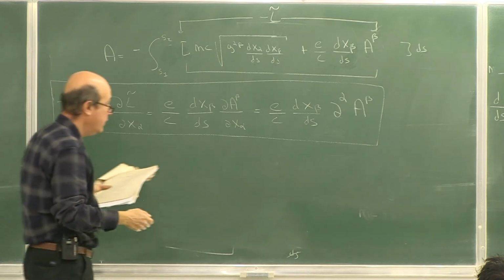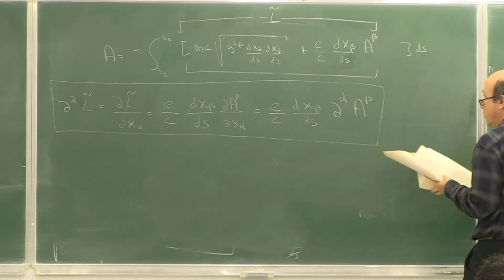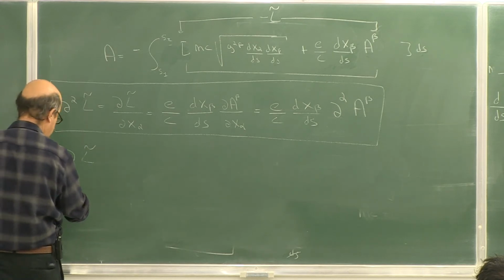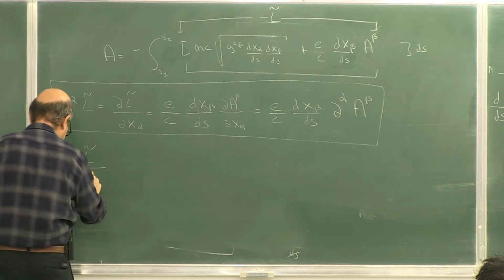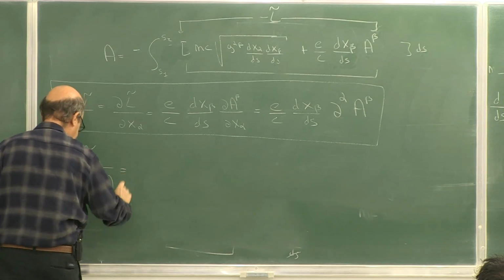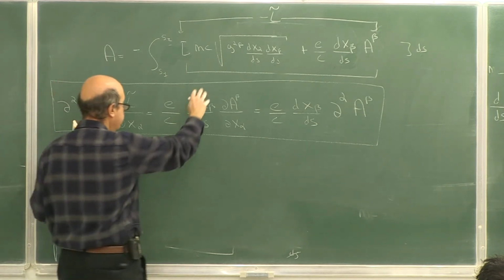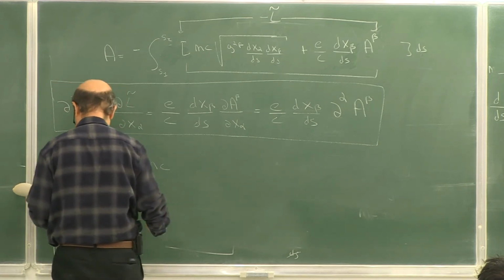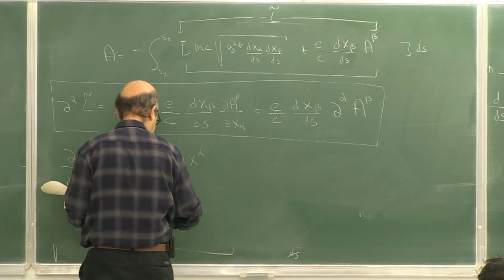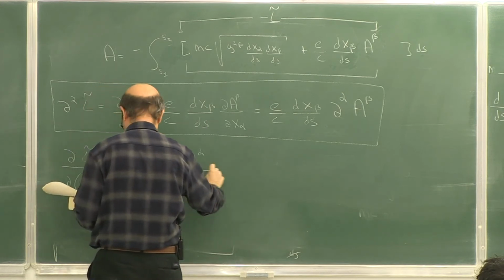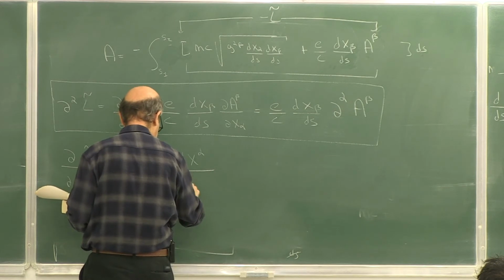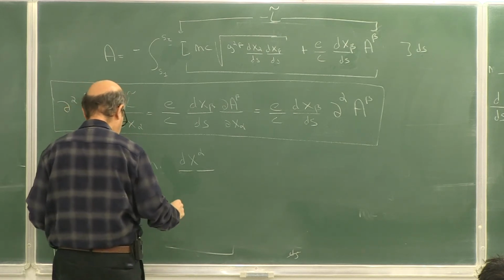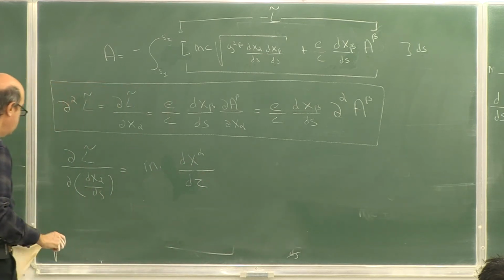Now let us evaluate the derivative of the Lagrangian with respect to the velocity. So del L tilde over del (dx alpha over ds) I have to calculate. I already calculated the first part, and the first part is equal to mc dx alpha. In the previous case that was dx gamma, and the c terms will be cancelled, so there is no c. That is equal to d tau. So we already calculated this.